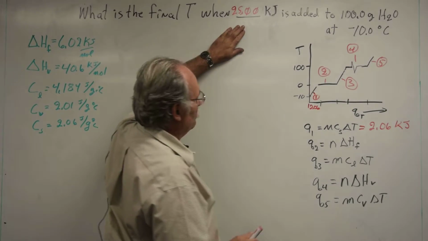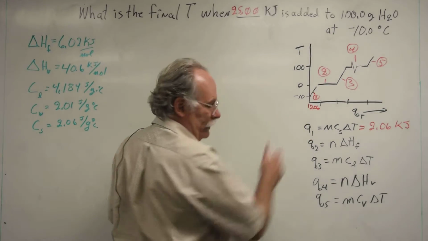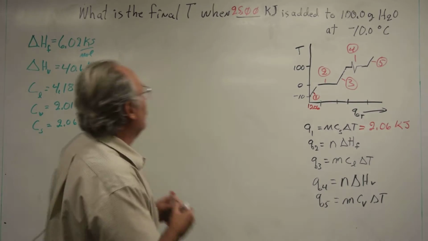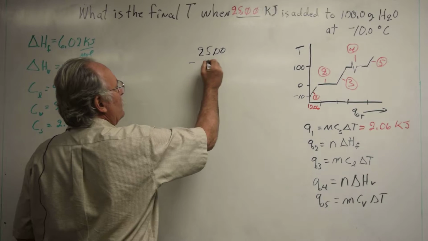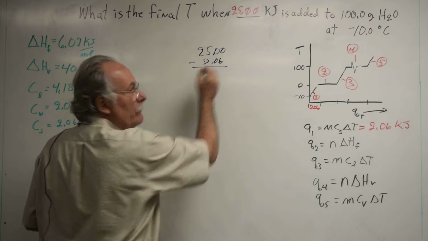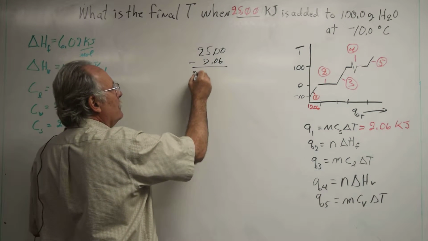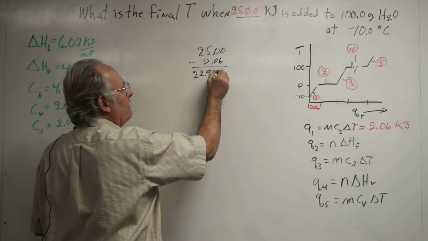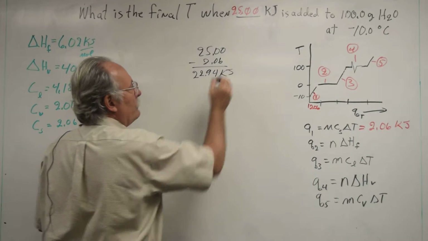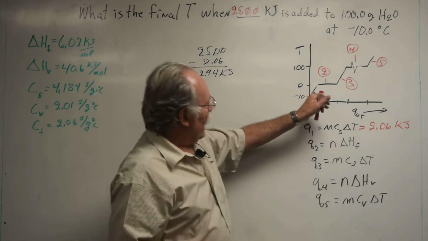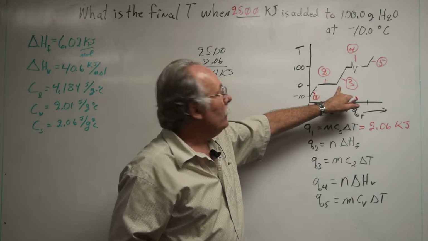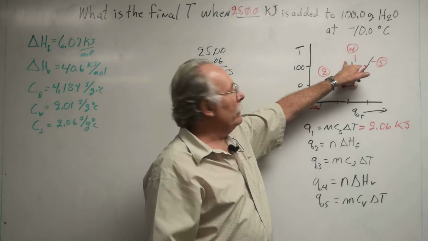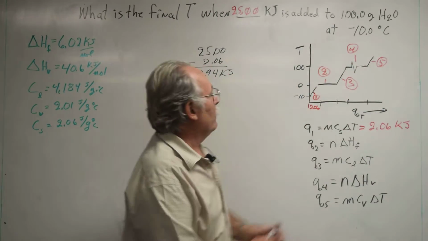Well, if I've started with 25 and I've used 2.06, I have 25.00 minus 2.06. So I have 22.94 kilojoules of energy left after I raised it to the freezing point, to melt it, to raise it to the boiling point, to boil it. I need to know how much I have.